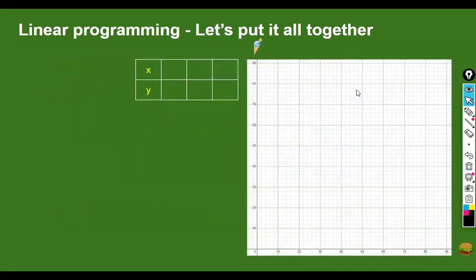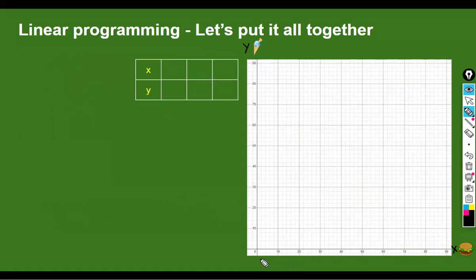All right. So on your graph paper, on my x-axis, it's going to represent hamburgers. So X is going to represent hamburgers, and the Y's are going to represent the ice creams. The examiner would have told us that.